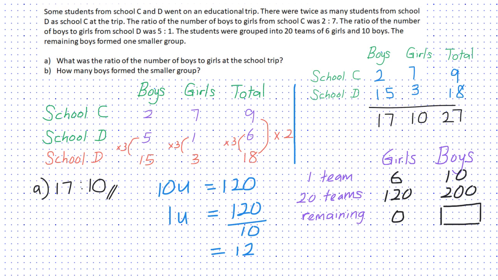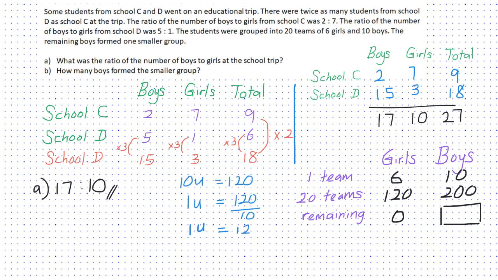Okay, so now we move on to the boys. So there were 17 units of boys at the trip. So we know the value of 1 unit. So 1 unit is 12. Therefore, 17 units will be 12 times 17, which is 204. Okay, so there were 204 boys in total at the school trip.